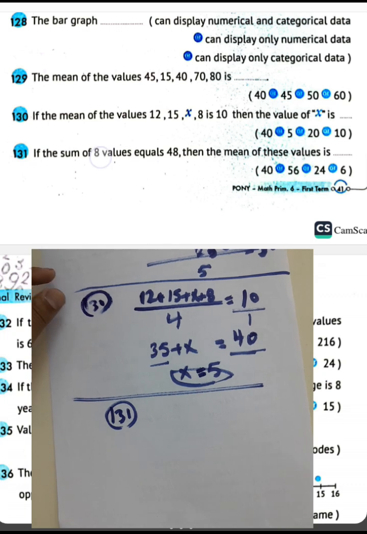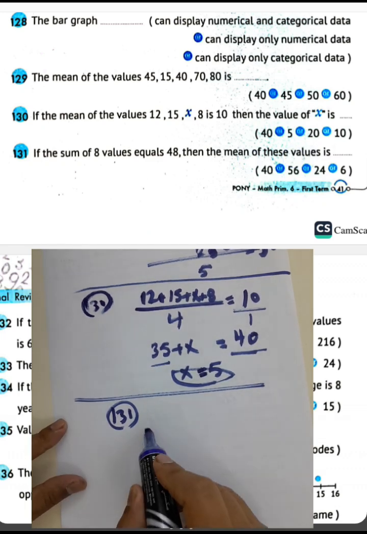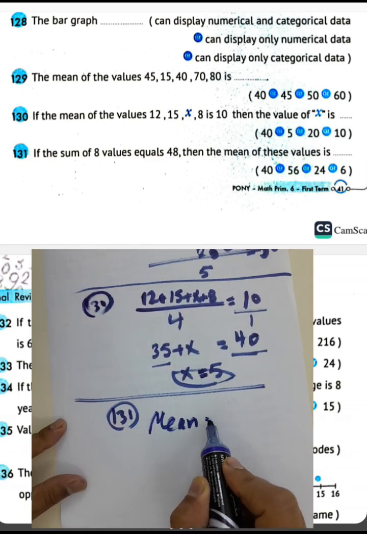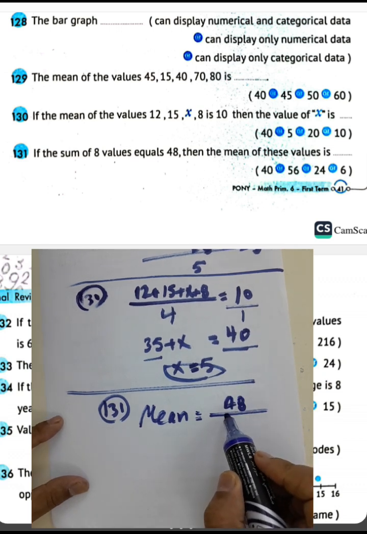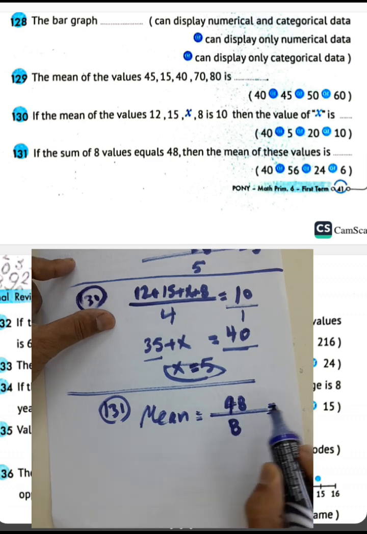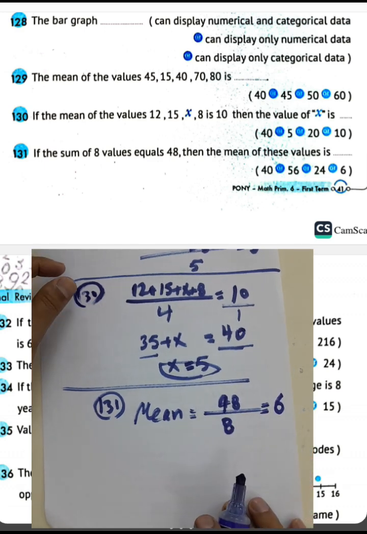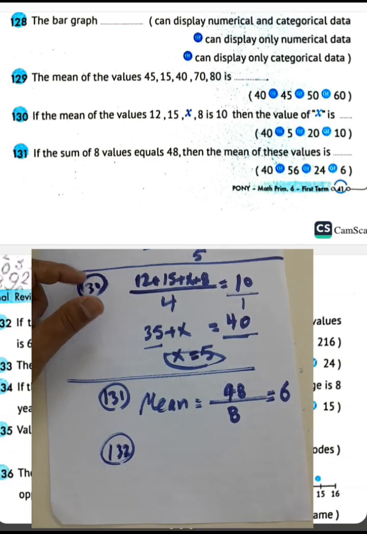If the sum of 8 values equals 48, then the mean of these values equals what? We can find the mean by dividing the sum of all values here, 48, by the number of them. 48 divided by 8 equals 6. Then the mean here equals 6. Question 132.